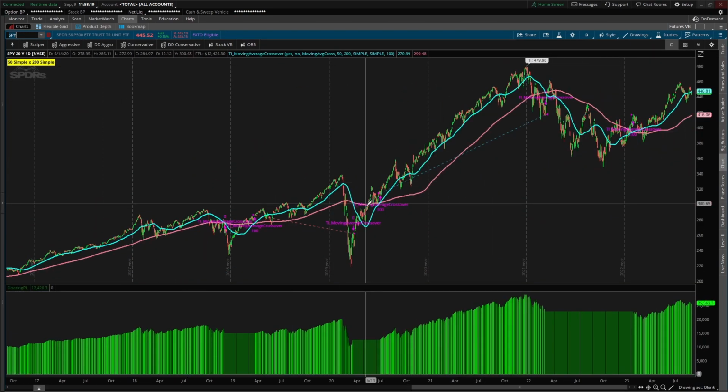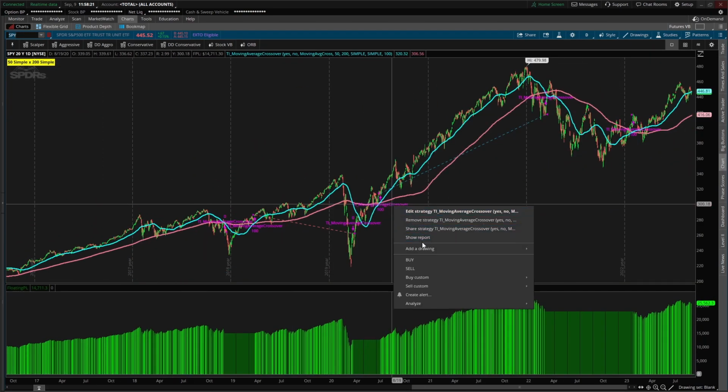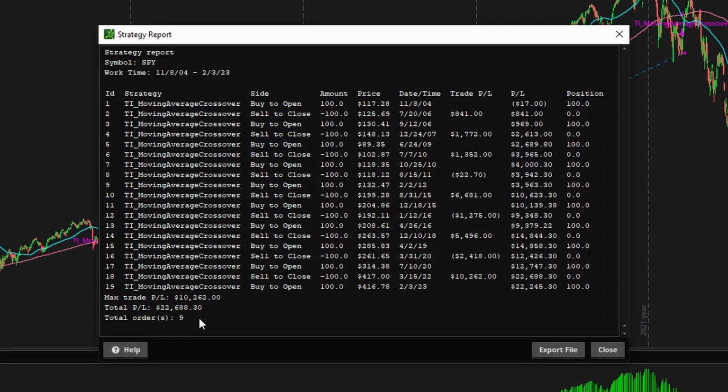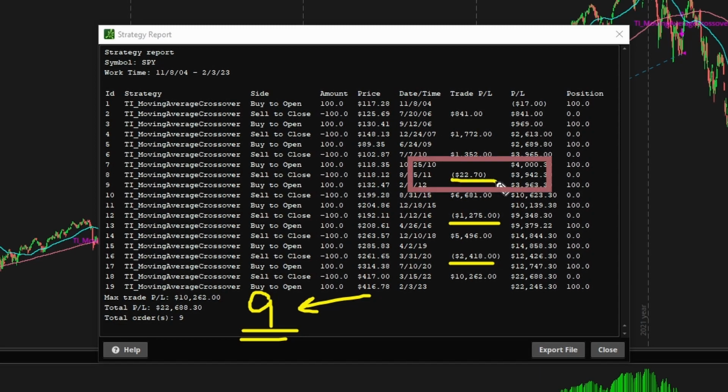Now coming back to the SPY, if I right click anywhere where we see this purple report, let's analyze our backtest report for this long side Golden Cross trading strategy. Over 20 years, we've had a total of 9 setups that have triggered. So that's not a whole lot of times that the Golden Cross has actually triggered. Out of those 9 times, if we count the number of losers, we've had 1, 2, and 3 losers.